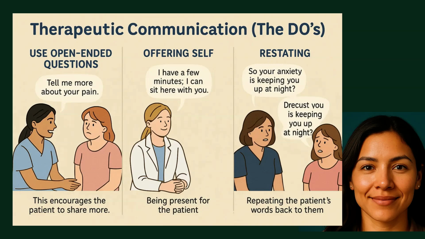Placing event in time or sequence. Identifying the order of events helps the patient organize their thoughts about their experiences. Making observations. Verbalizing your observations about a patient's behavior or appearance can encourage them to talk about what's going on. Restating. This involves repeating the main idea of what the patient said back to them to confirm your understanding.